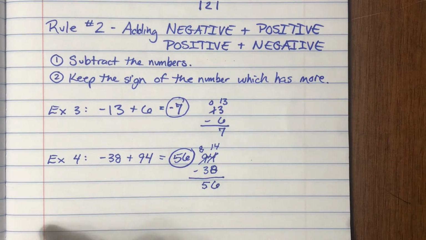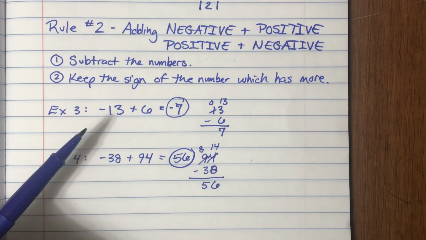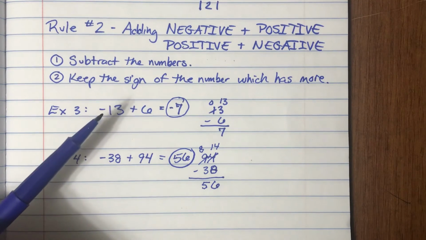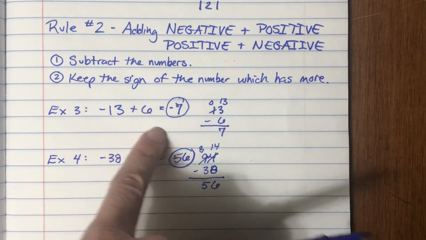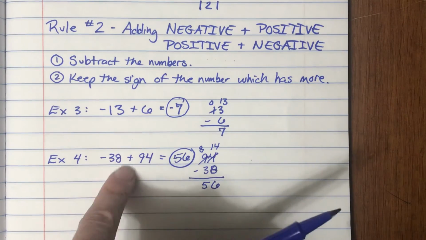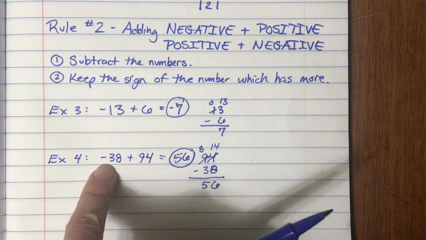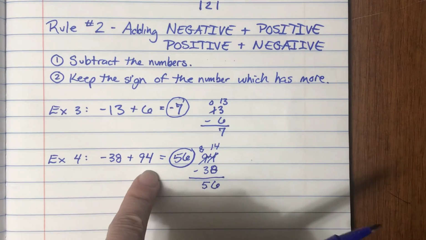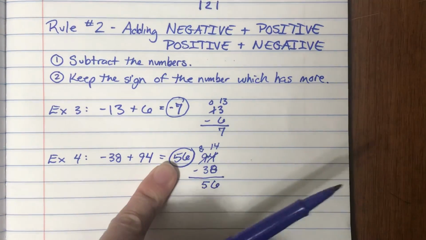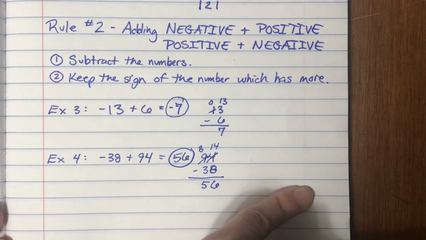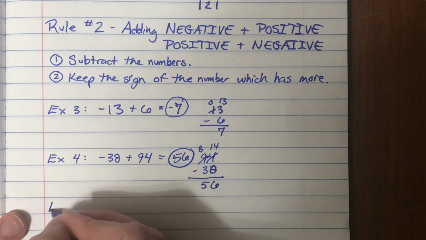And I've told you all before, and I think I mentioned it in the last video, sometimes it's helpful to think about all of this in terms of money, right? Because if you're $13 in debt and you find $6, you are less in debt than you were, right? Now you're only $7 in debt. Well, same thing here. If you're in debt to somebody $38 and then you find $94, well, you can pay off your debt and now you've actually got some money left over, right? You have $56.